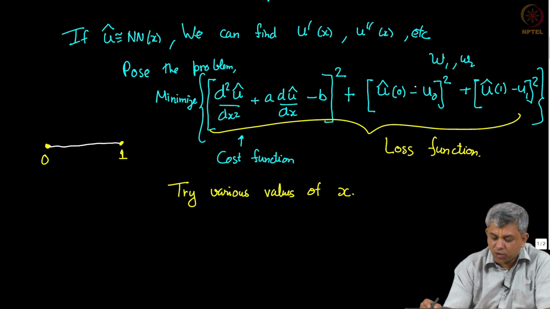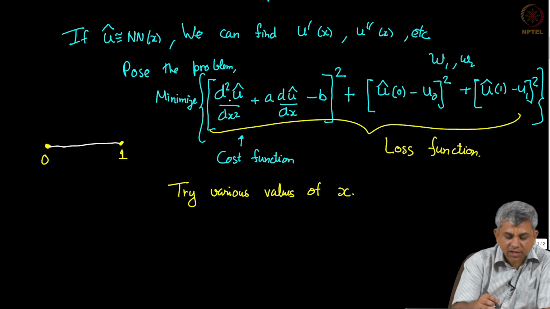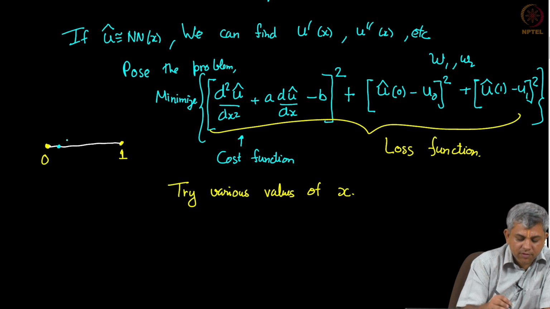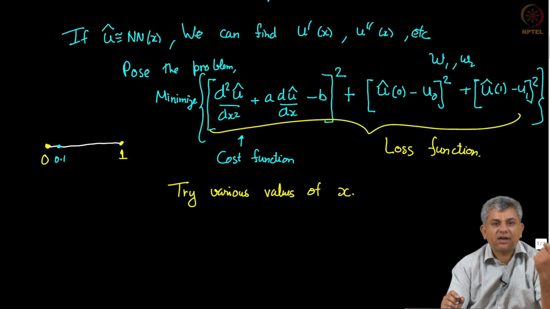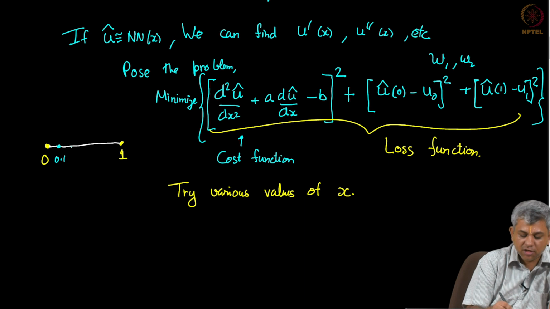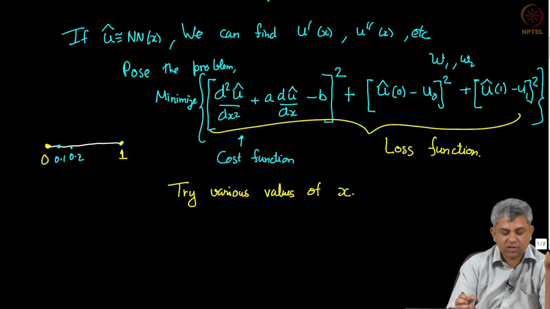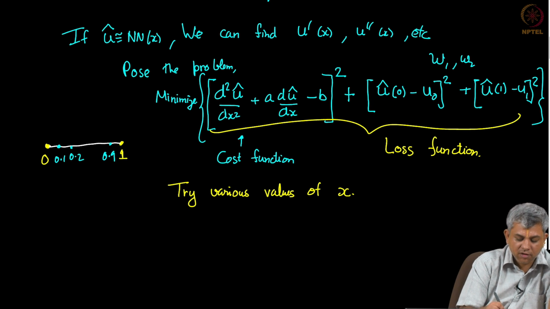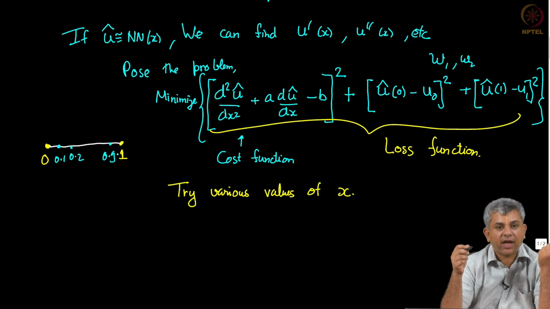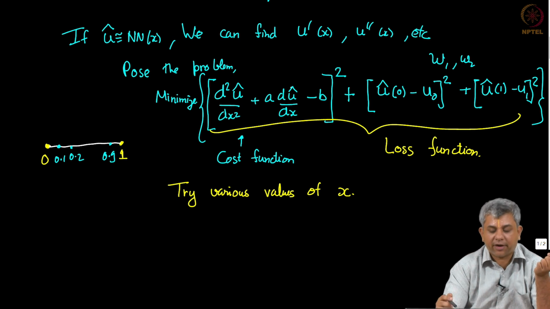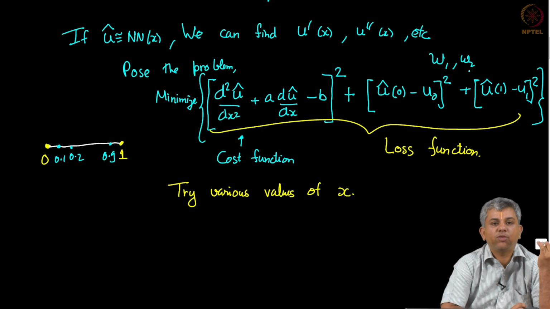Now, as it is posed, for each x, you will put x equal to, let us say, 0.1, run this, and that will give you a residual, or a loss. Then 0.2 will give you a loss, and so on and so forth. So, let us say we put 10 points, and at these 10 points I will calculate how much this is and try to minimize it.